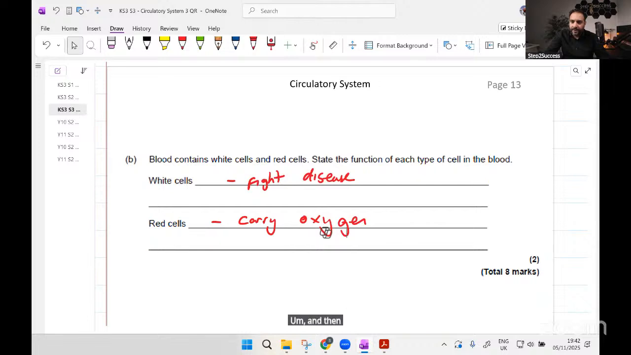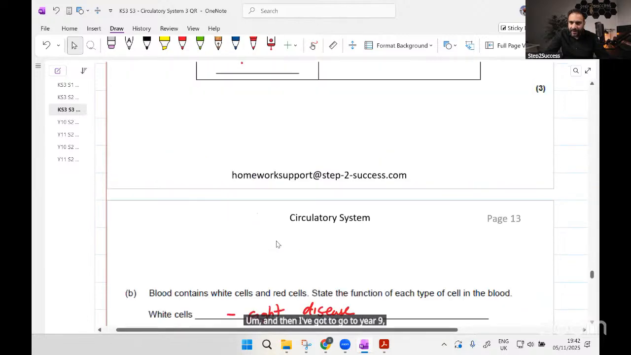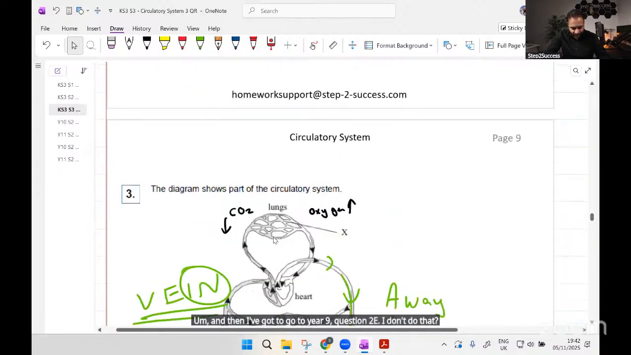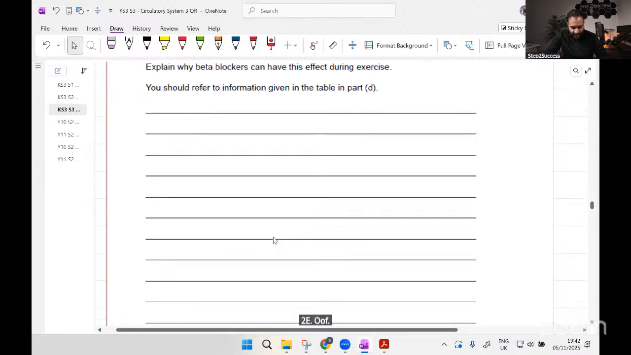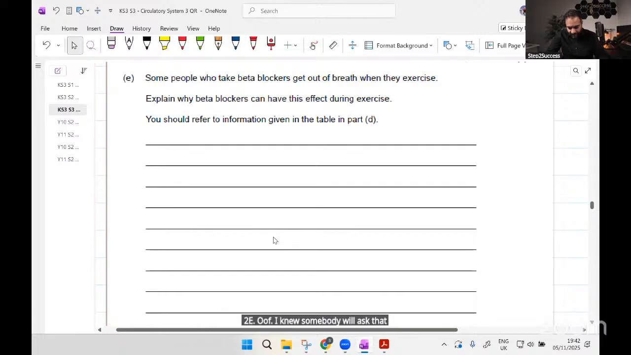And then I've got to go to year 9, question 2E. Did I not do that? 2E. Oh, I knew somebody would ask that eventually. No, that's a hard one, it's not that question.